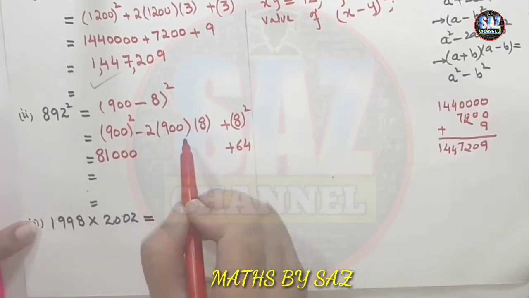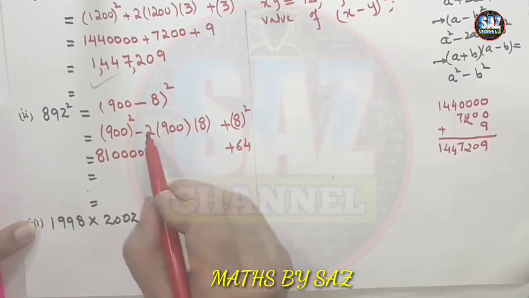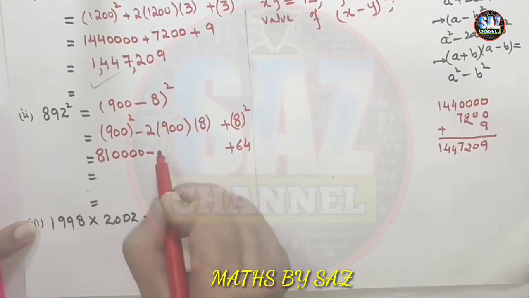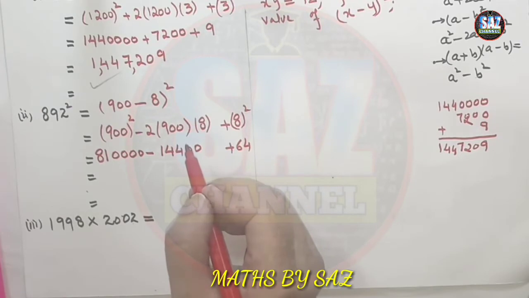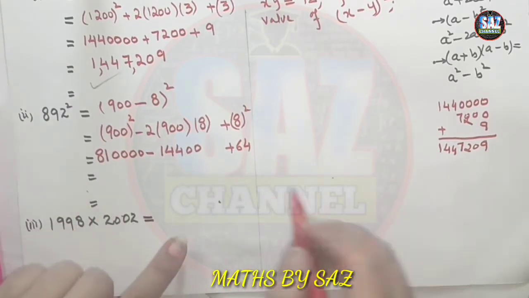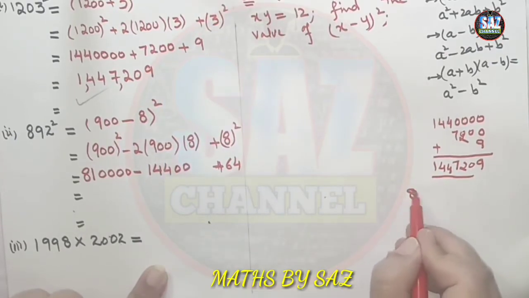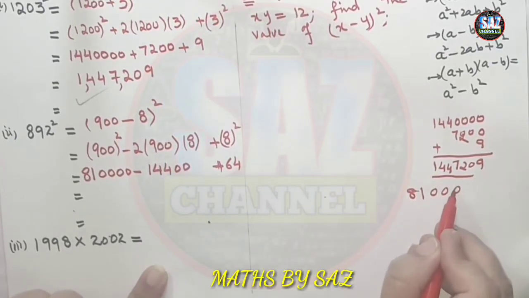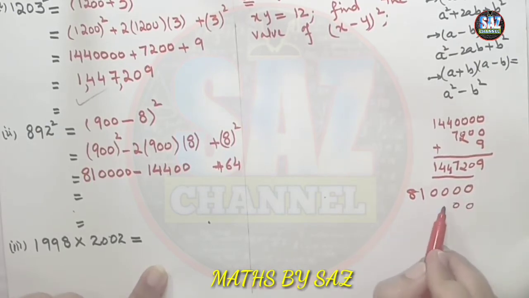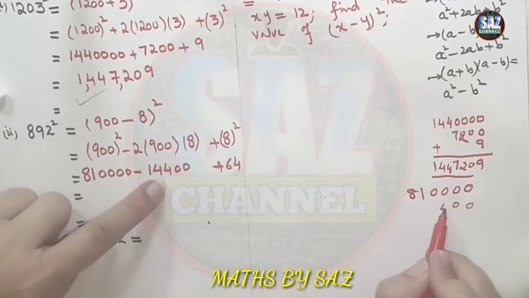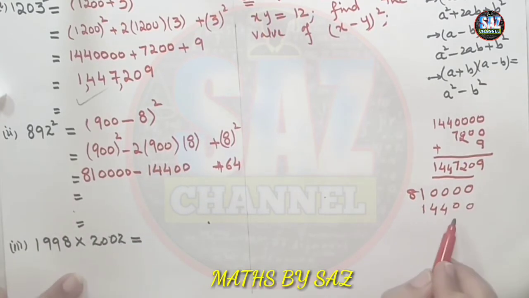Then multiply: 9 8s are 72, and 72 multiplied by 2 is 144, with 2 zeros. Now I have to solve all these numbers carefully. So 81 with 4 zeros, and then I have to subtract 14,400. This is 4, this is 4, this is 2 zeros, and this is 1.